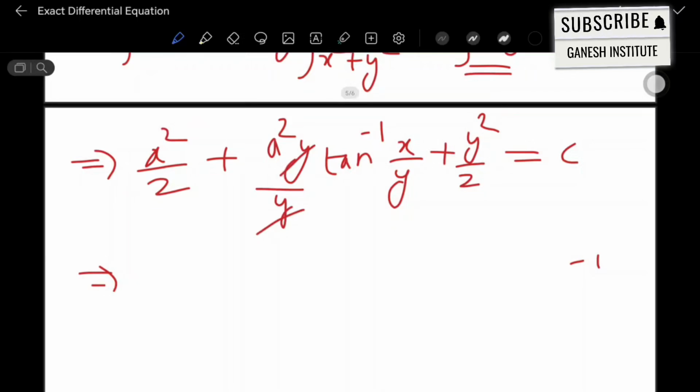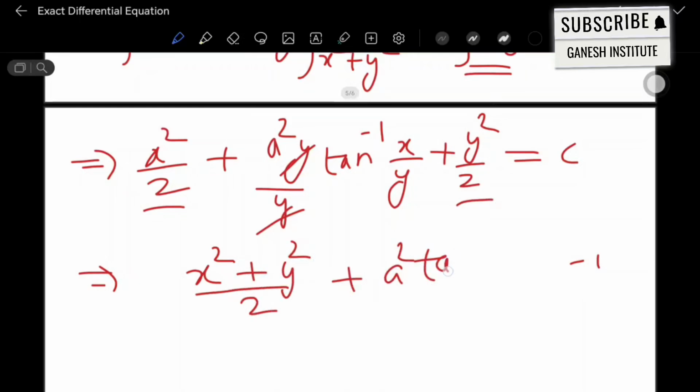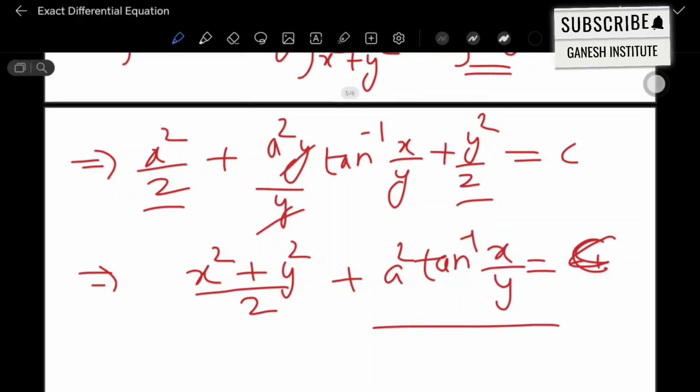Can we simplify it further? This will be cancelled out, only this much. So I can take x here altogether: (x square plus y square) by 2 plus a square tan inverse x by y equals c. So this is the answer. I'm hoping that you've got a new concept, right? What is an exact differential equation? How to check a particular equation as an exact differential equation? And how to solve it.